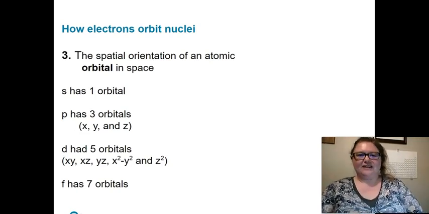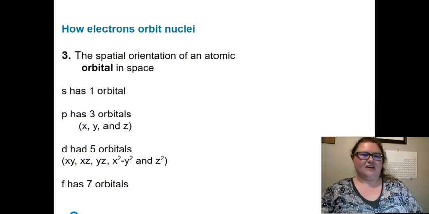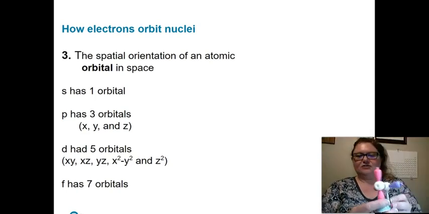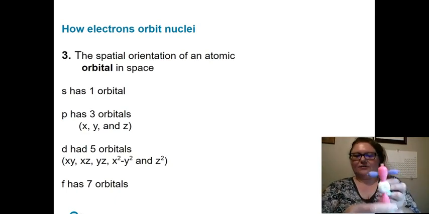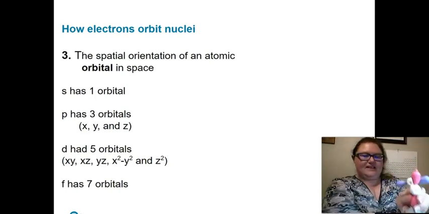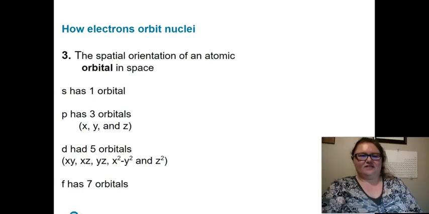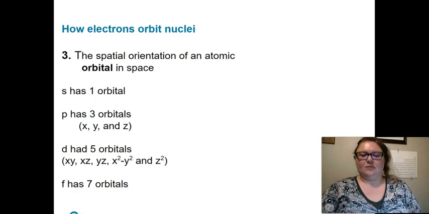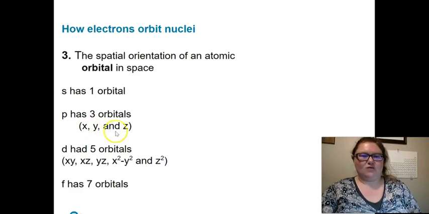so how electrons orbit nuclei. The third thing to mention here would be the spatial orientation of the orbital in space. And so this is what I had talked about when I had the model kits, and I showed you the X and the Y in 3 dimensions here with my Z, how these all line up. And so that's what we're talking about. The spatial orientation is just how it's taking up three-dimensional space. And so that's why it's referring to X, Y, and Z axes here.